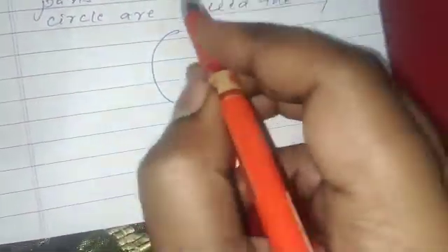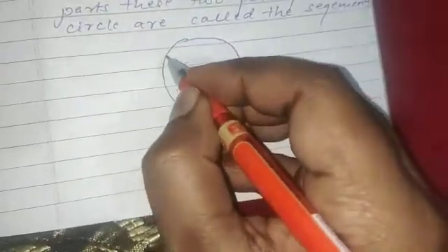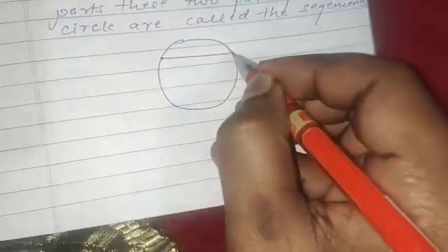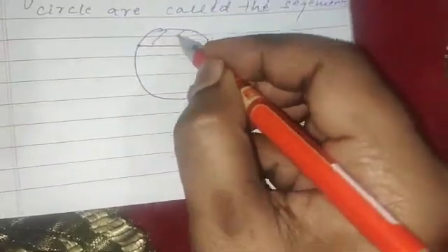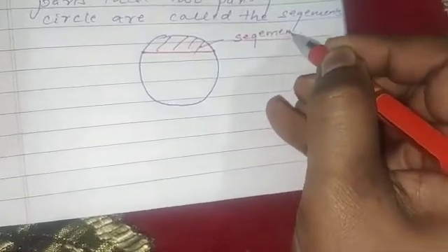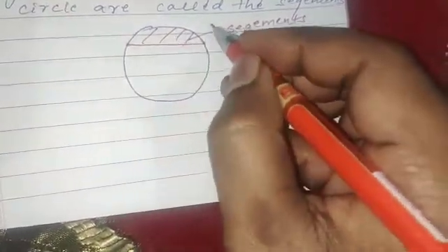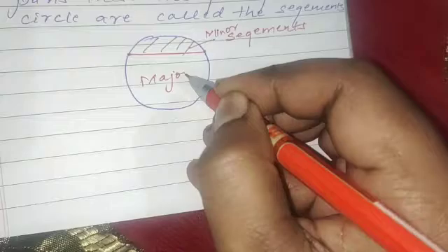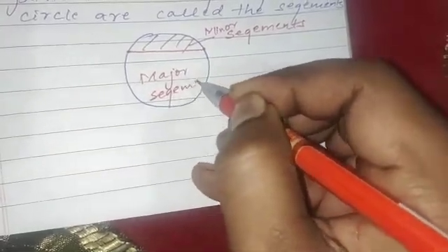Clear? Suppose this is the circle, okay, and every chord divides, meaning this chord which is touching two points and dividing the circle into two parts, this is called the segment. It's a minor segment. Clear? Minor. And this is the major segment. Okay.